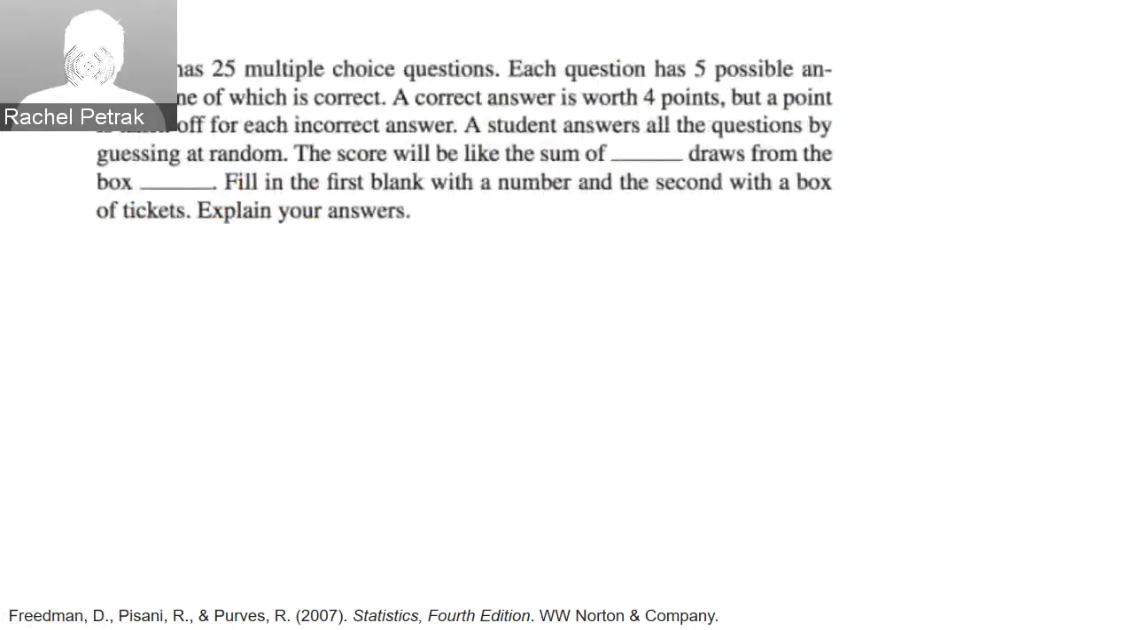Now in item 7, we have a quiz that has 25 multiple choice questions. Each question has 5 possible answers, one of which is correct. A correct answer is worth 4 points, but a point is taken off for each incorrect answer. The student answers all the questions by guessing at random. The score will be like the sum of blank draws from the box blank. Let's fill in the first blank with a number and the second with a box of tickets.